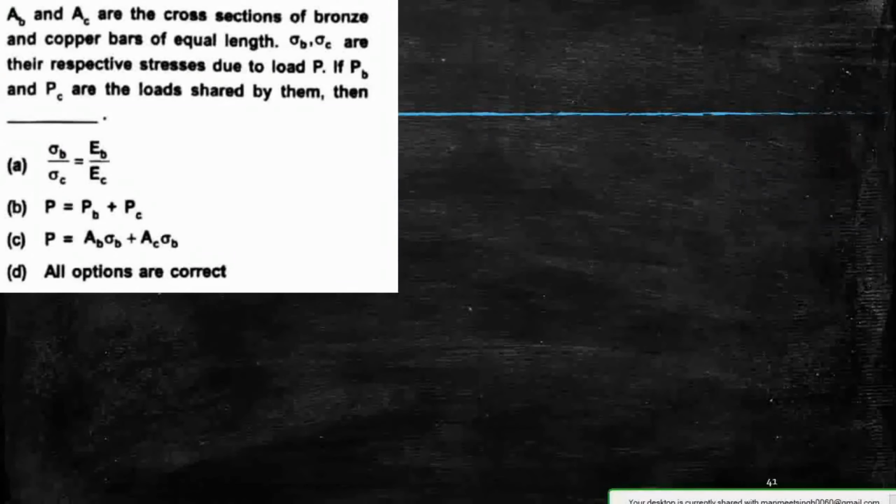Moving to the next question, we have AB and AC are the cross sections of bronze and copper bars of equal length. Sigma B and sigma C are their respective stresses due to the load P. If PB and PC are the loads shared by them, then the relation sigma B by sigma C is equal to EB by EC, which is a correct option. P is equal to PB plus PC, which is also a correct option. P is equal to area of B multiplied by stress in B plus the same for the copper. This option is also correct. So all the options are correct.